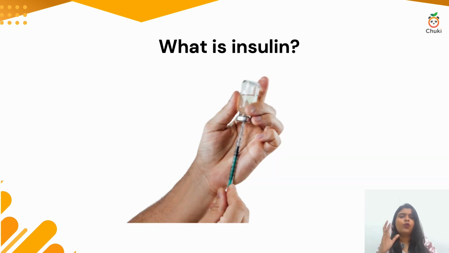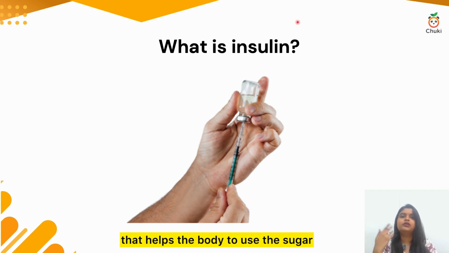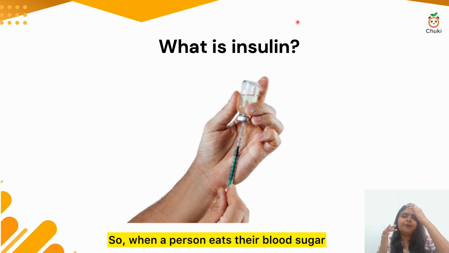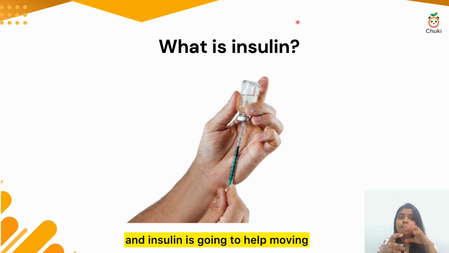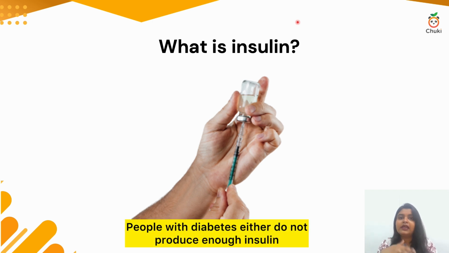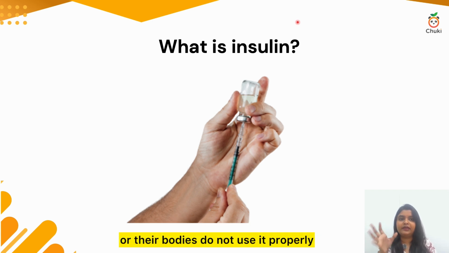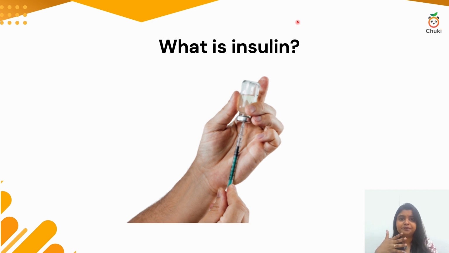What is insulin? Insulin is a hormone that helps the body use the sugar, that's the glucose, for energy. When a person eats, their blood sugar will rise, and insulin helps move that sugar from the blood into the cells, as we have already discussed. People with diabetes either do not produce enough insulin or their bodies do not use it properly. That is why they require the insulin hormone separately.